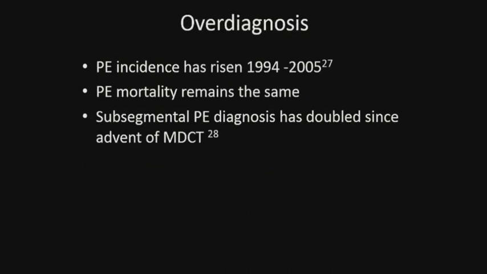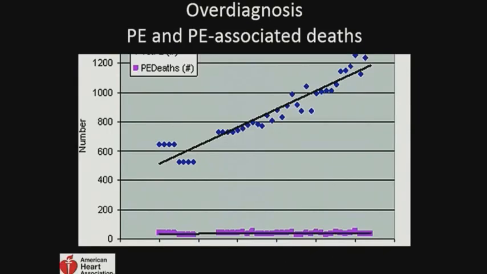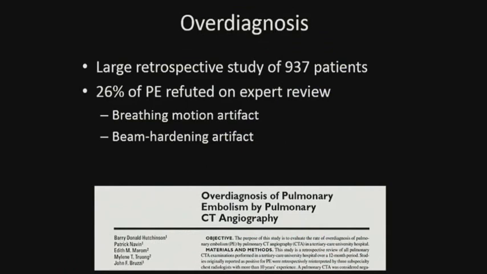Overdiagnosis has come under the spotlight because it has been noted that PE incidence has risen from 5% to 9% over a 10-year period, while mortality from PE has remained relatively static. This has interestingly coincided with the advent of multi-detector CT, and this graph shows this relationship, where the blue squares represent the incidence of pulmonary embolism from 1994 to 2006, with the mortality remaining static. And there's no doubt this relates to the increased sensitivity of multi-detector CT.